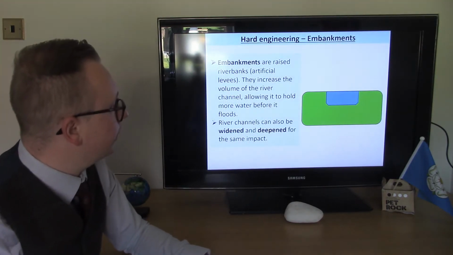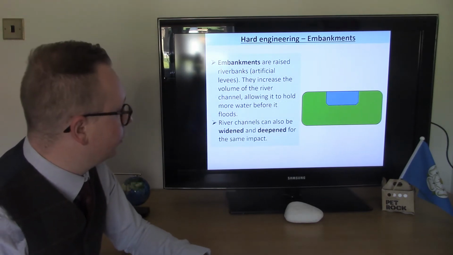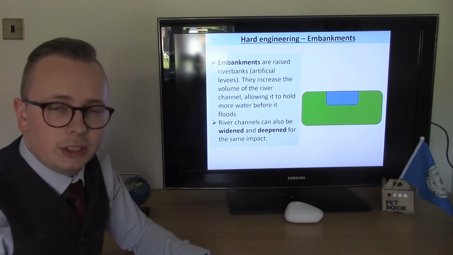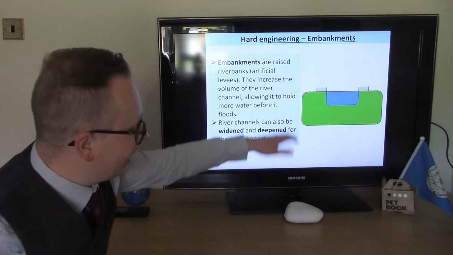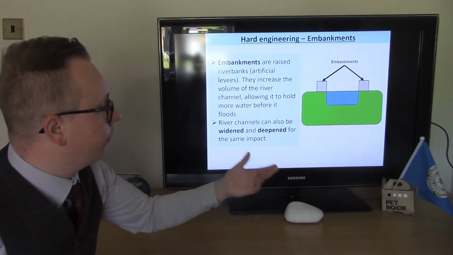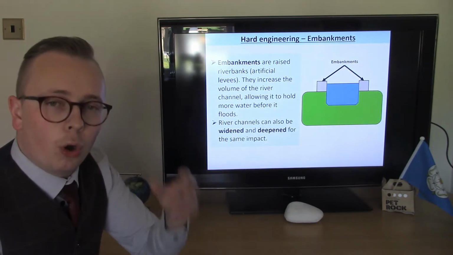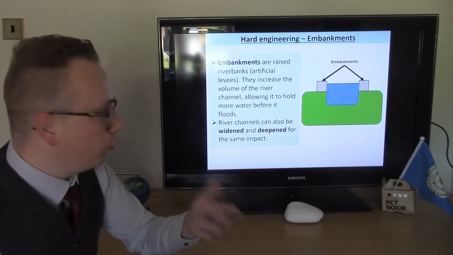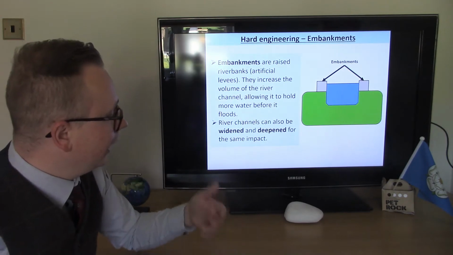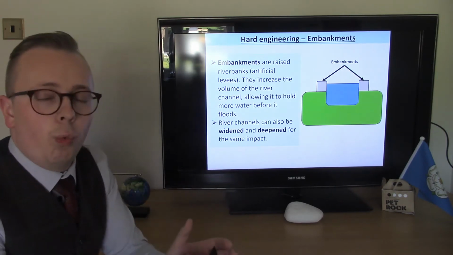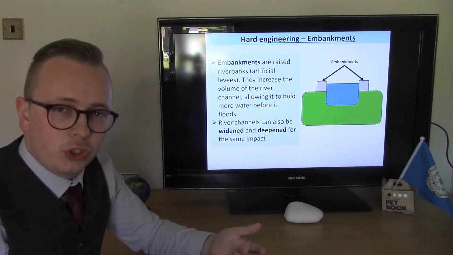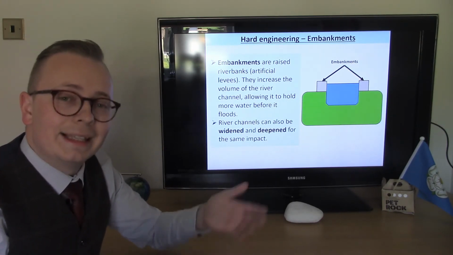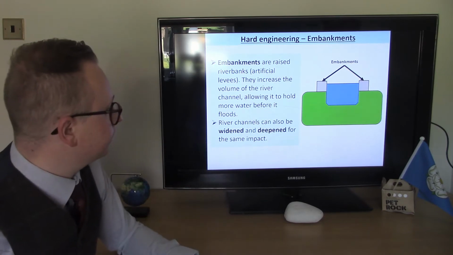Another hard engineering method is using embankments. These are artificial levees on the sides of the river's banks, and what they do is increase the capacity of the channel, allowing the river to hold more water before the river floods. And in a similar way, we can also widen the river channel and deepen it. It also increases the capacity of the channel, holding more water, making it less likely to flood.